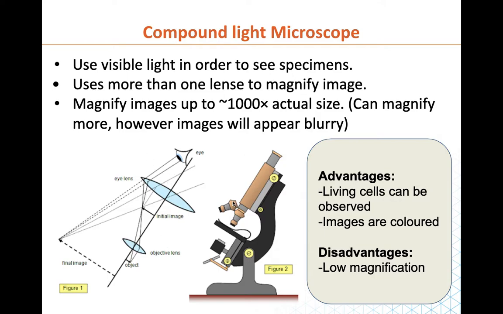Okay? The only disadvantage to using this type of microscope, the advantage is you can use it to see living cells, you can see colored images, but you can only zoom in up to 1,000 times the actual size of the specimen that you're looking at, which sometimes really isn't enough. So if you want higher magnification, you have to switch to a different type of microscope.